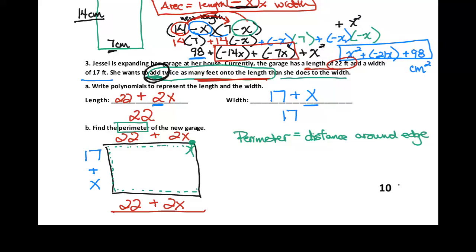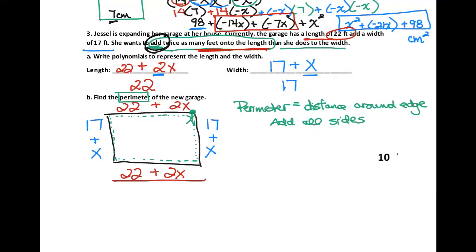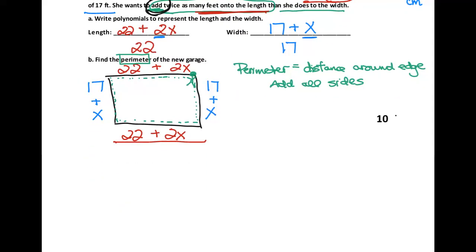Okay, and then you're going to come back up here. What's this distance over here? 17 plus x. So if the perimeter is the distance around, you need to add all the sides. So we're not multiplying here. We're actually adding. Okay? So I have 22 plus 2x, then 17 plus x, and 22 plus 2x, and another 17 plus x.